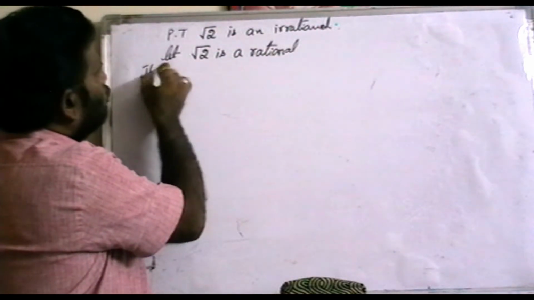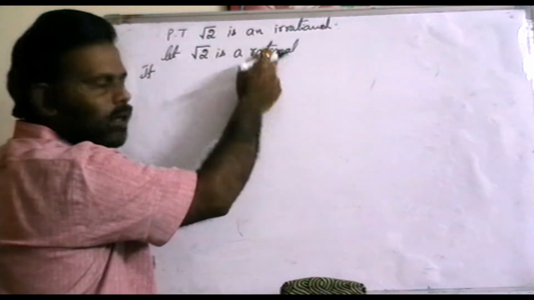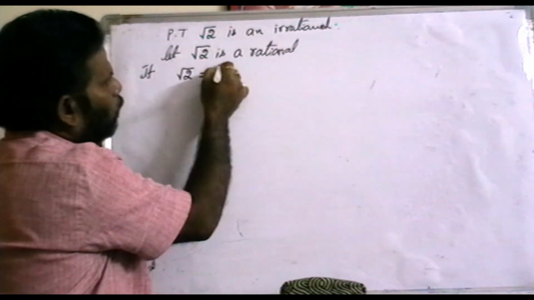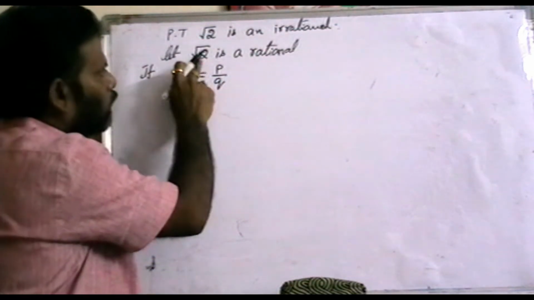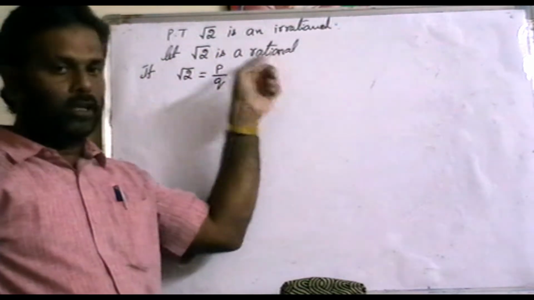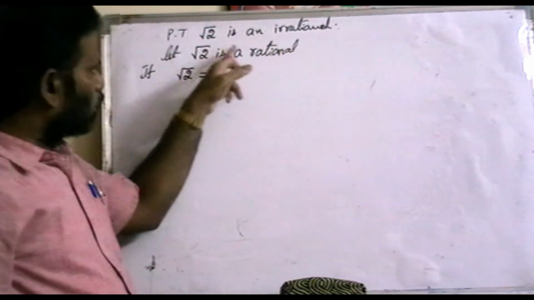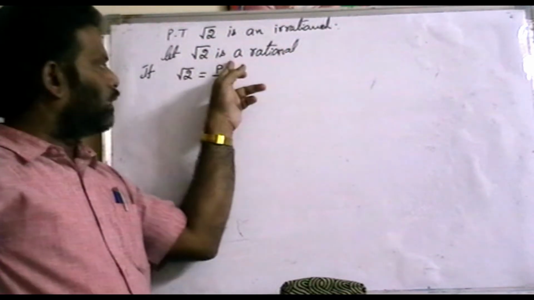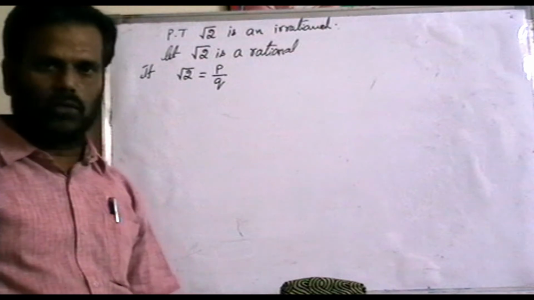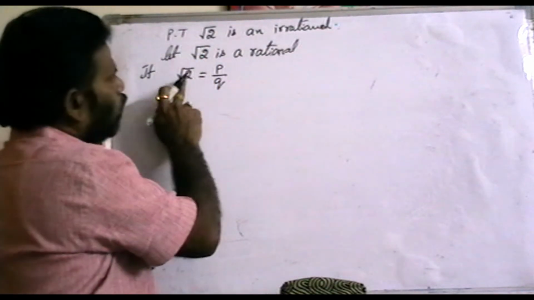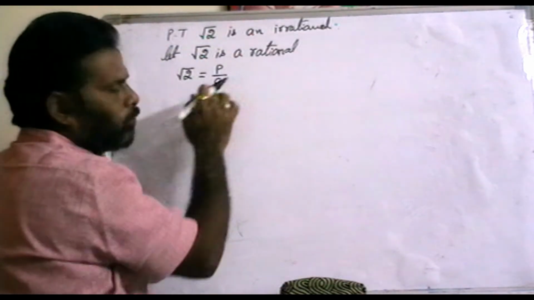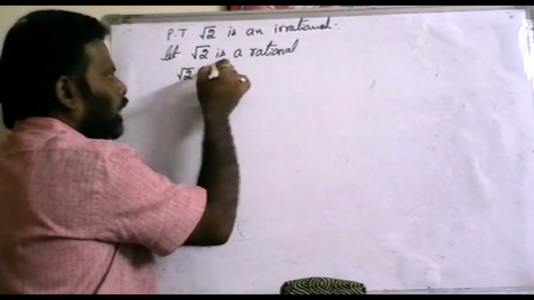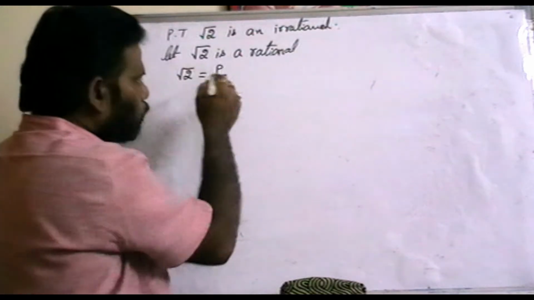If root 2 is a rational, then we can write root 2 in the form of p by q. Why? Because root 2 is assumed rational. If it is a rational, then root 2 is equal to p by q.